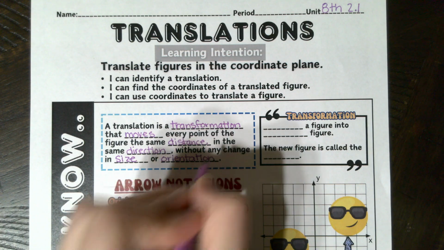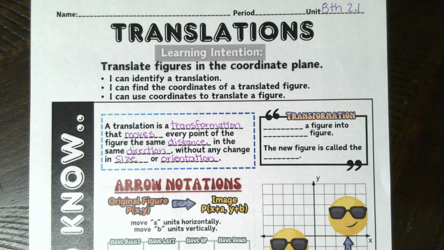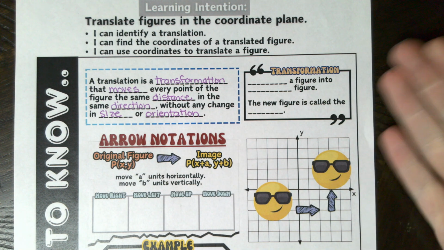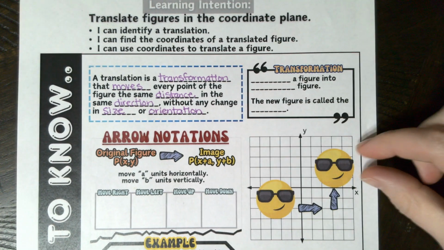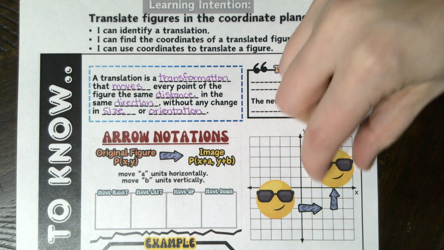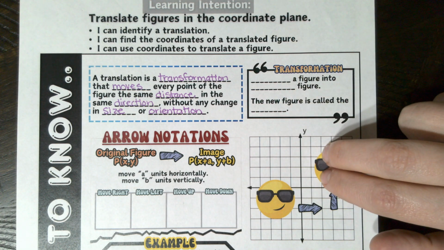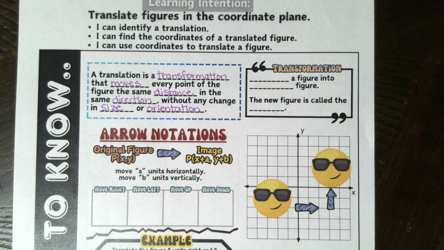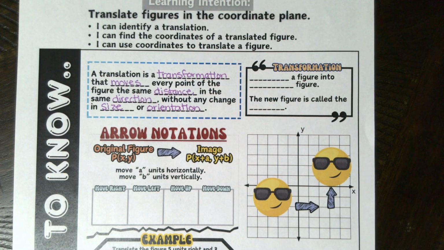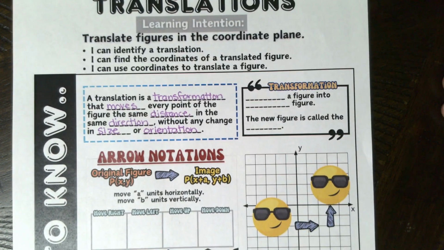And if you aren't sure what that word orientation means, look at my cool emoji here. It's facing directly at us, right? Orientation would be if I took this emoji and shifted it, so now the glasses sit like this. That would be changing its orientation. I'm turning it. In a translation, that does not happen.